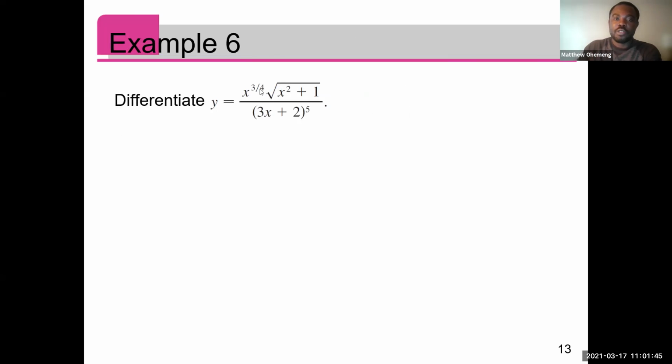Now let's look at this function, right? We have y equal to s to the 3/4 times the square root of s squared plus 1, all over 3s plus 2, all to the fifth power. If you're asked to differentiate this, you can argue that I can just use the quotient rule and then apply the product rule at some point, and so forth. That will still work. But the expression that you get is going to be very, very complicated. So that's when logarithmic differentiation becomes important.